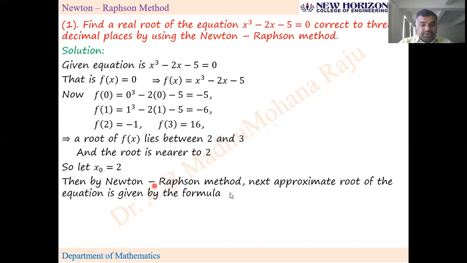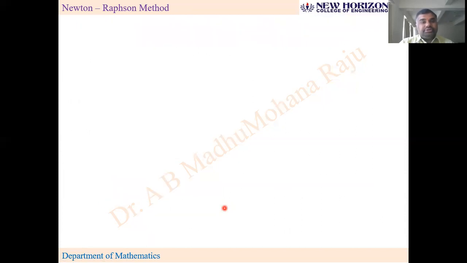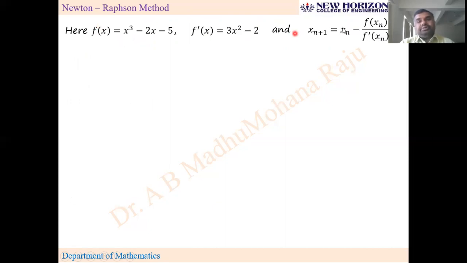Once you get the initial approximate root, you can proceed with the Newton-Raphson method. Then by the Newton-Raphson method, the next approximate root of the equation is given by the formula x n plus 1 is equal to x n minus f of x n divided by f dash of x n. Now we'll proceed with the remaining in tabular form. For this, list x naught, f of x and f dash of x, and the formula for x n plus 1. From f of x, f dash of x is very easy, polynomial only. So 3x square minus 2.